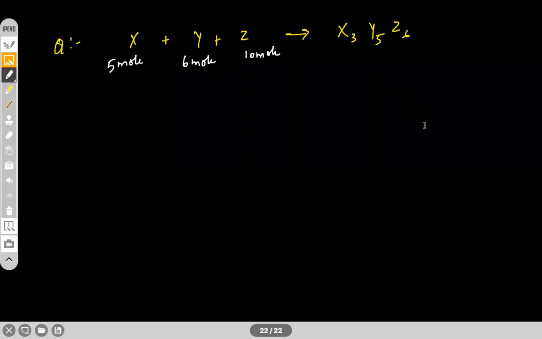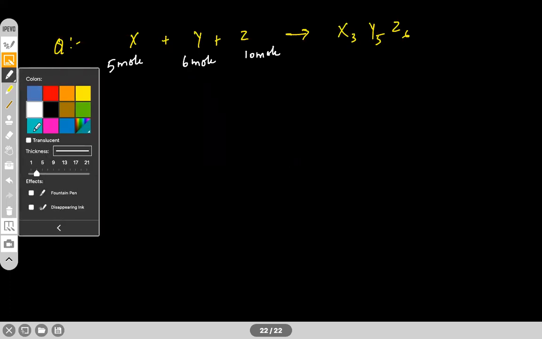Shashwat, any doubt? Okay. So Pranav is getting Y as the limiting reagent. Is it Y? So it's X or Z, one of them.